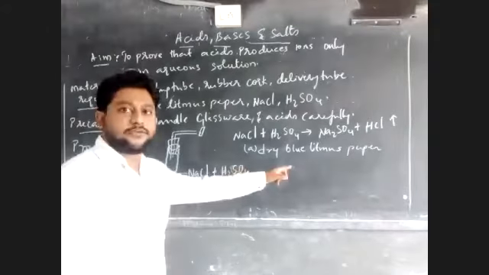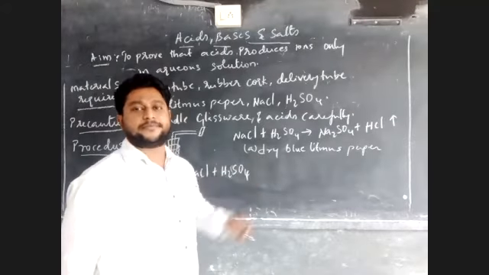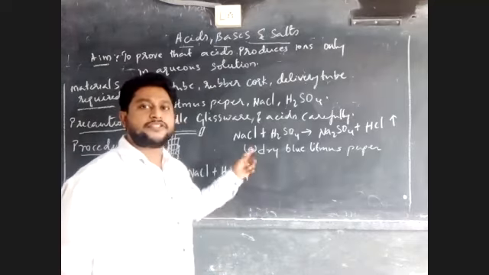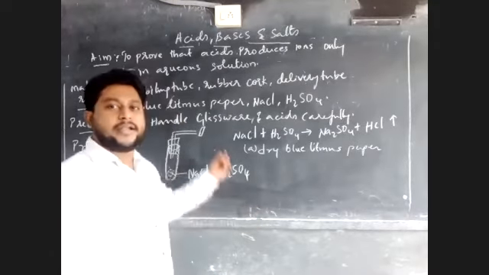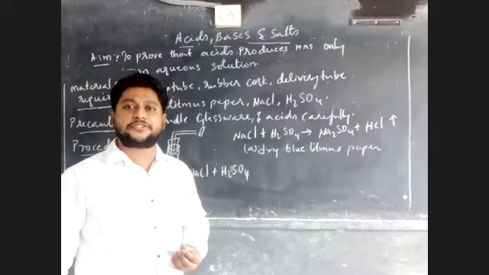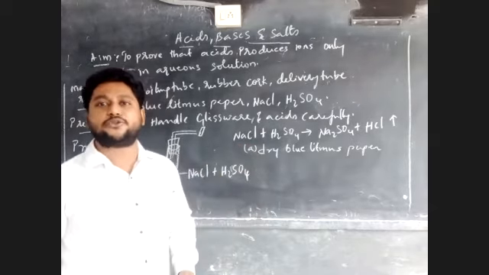First condition, what is it that you are doing here? You are taking the blue litmus paper. What is your observation here in the blue litmus paper? When you bring blue litmus paper near the mouth of the evolution of the gas, what is going to happen? The blue litmus paper does not change its color to red.